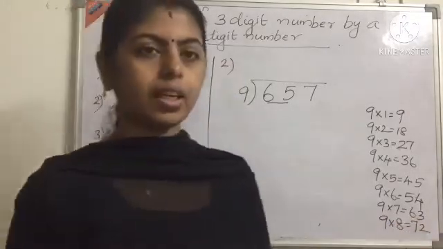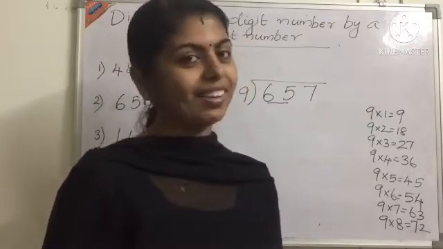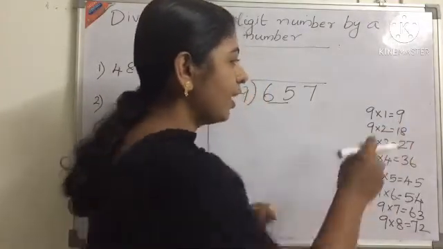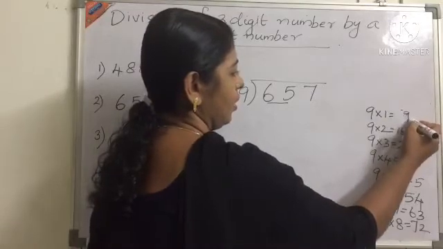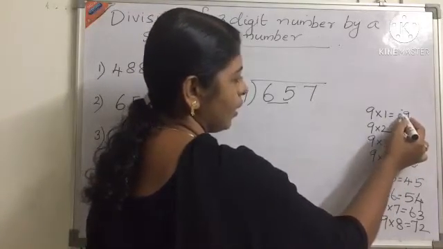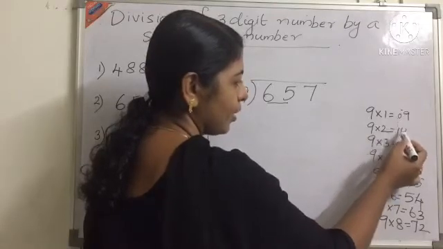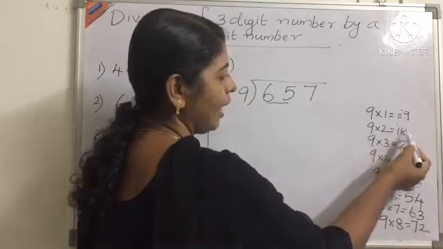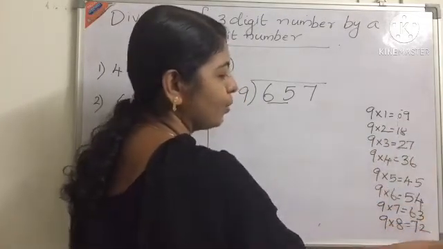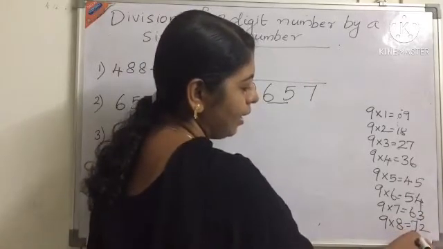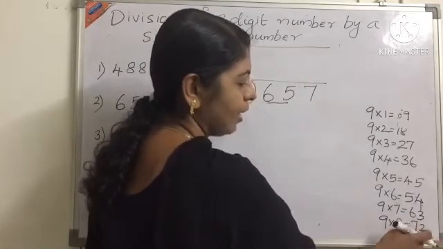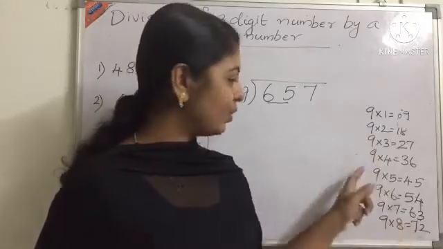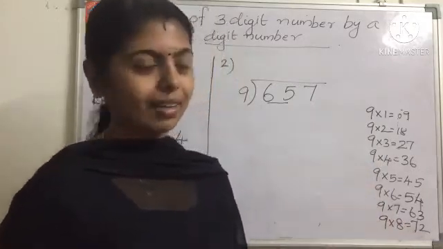Okay. For the multiplication table of 9, there is an easy way. 9 ones are 9, so we write 0 9. In the first digit, it goes 0, 1, 2, 3, 4, and so on. The second digit goes 9, 8, 7, 6, 5, 4, 3, 2, 1. That is the easy way to write the multiplication table of 9.